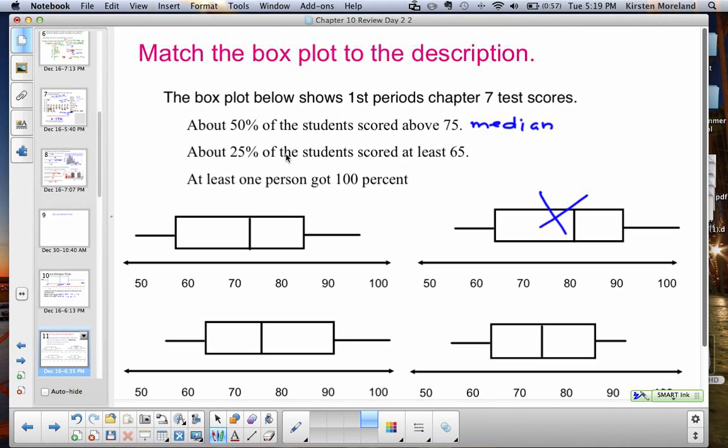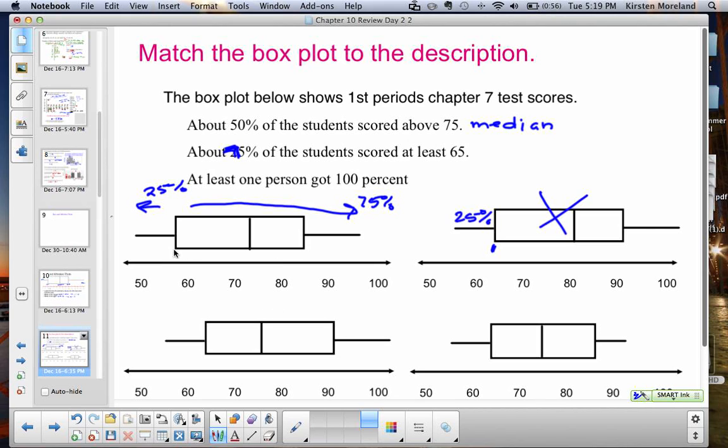Okay? About 25% of the students scored at least 65. So we have to look and see 25% scored at least 65. So I look for 65, and that should be my Q1 because right here is 25% of the students. Oops, I think that should say 75%. So we want our Q1 to be 65 because this whole chunk up here is 75%. And this little guy down here is 25% of the data.